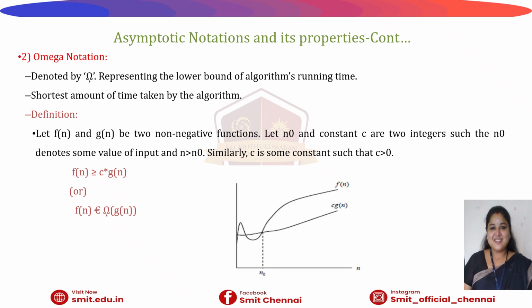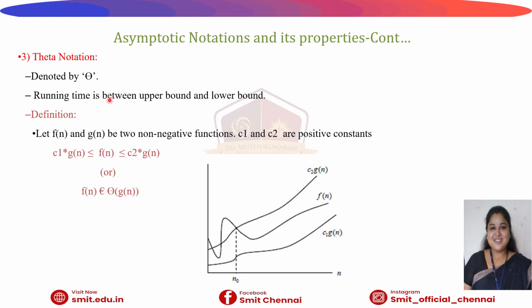Next one is theta notation. Theta notation comes under upper and lower bound. It comes at an intermediate position. It is represented using the simple theta symbol. F of n and g of n are two non-negative functions, and c1 and c2 are positive constant values. This is the formula for theta notation: c1 into g of n is less than or equal to f of n, less than or equal to c2 into g of n. This can also be represented as f of n is an element of theta g of n.